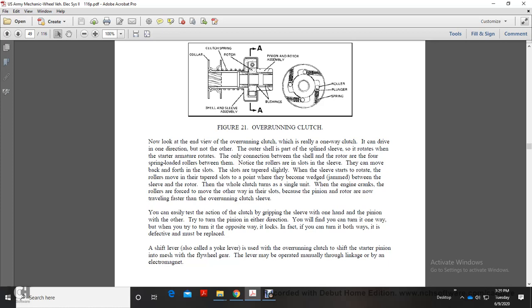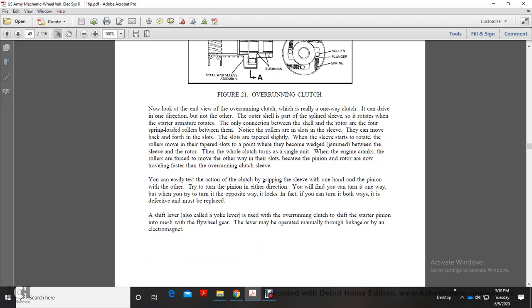The outer shell of the spline sleeve rotates with the starter armature. The rollers, spring-loaded, sit between the shell and the rotor. Note that the rollers are in slots in the sleeve. They can move back and forth, sliding in the slots. The slots are tapered slightly, narrower on the sleeve. As the shell rotates, the rollers move in the tapered slots to the point where they are wedged and jammed between the sleeve and the rotor. When the clutch turns as a single unit, the engine cranks. When the engine starts, the rollers are forced the other way in the slots, because the pinion and rotor are now traveling faster than the overrunning clutch sleeve.